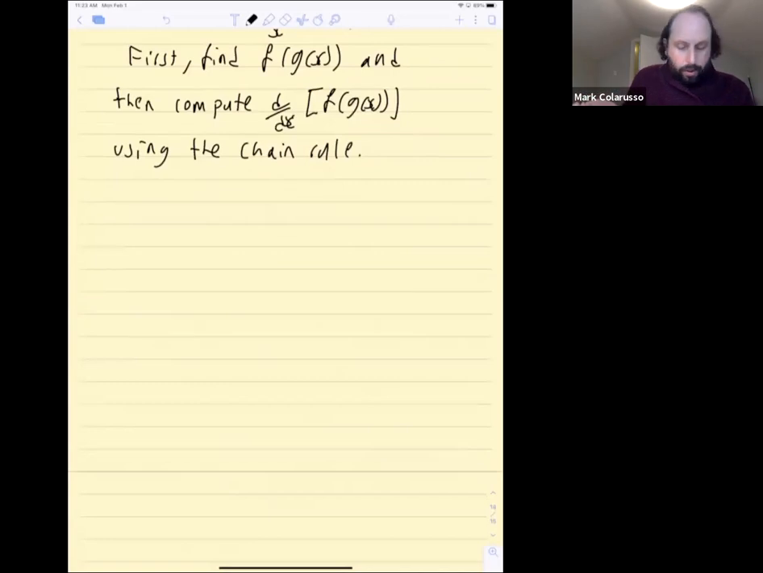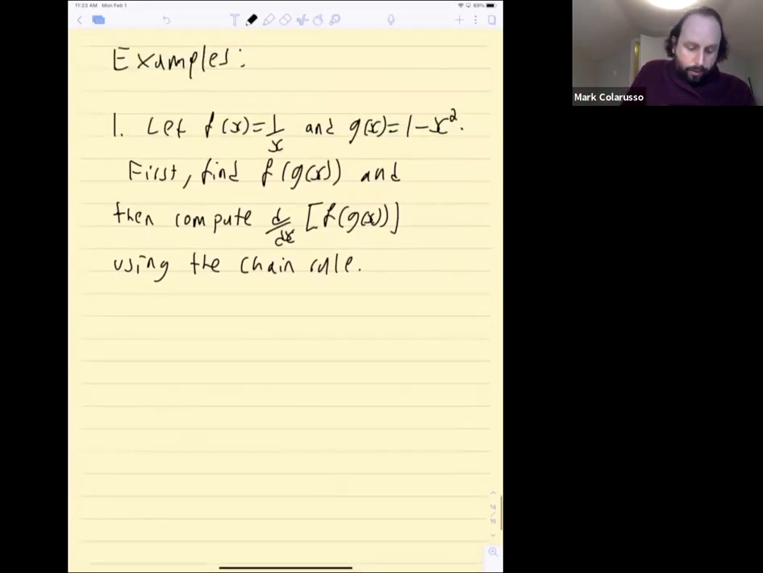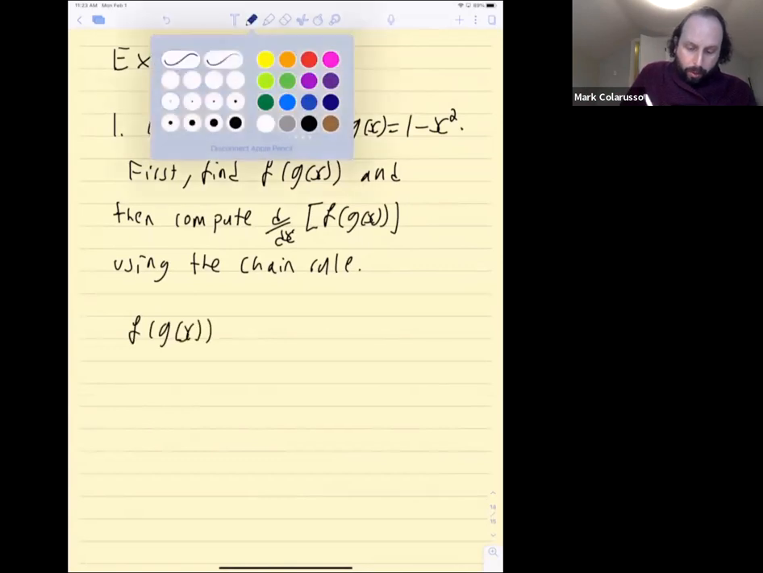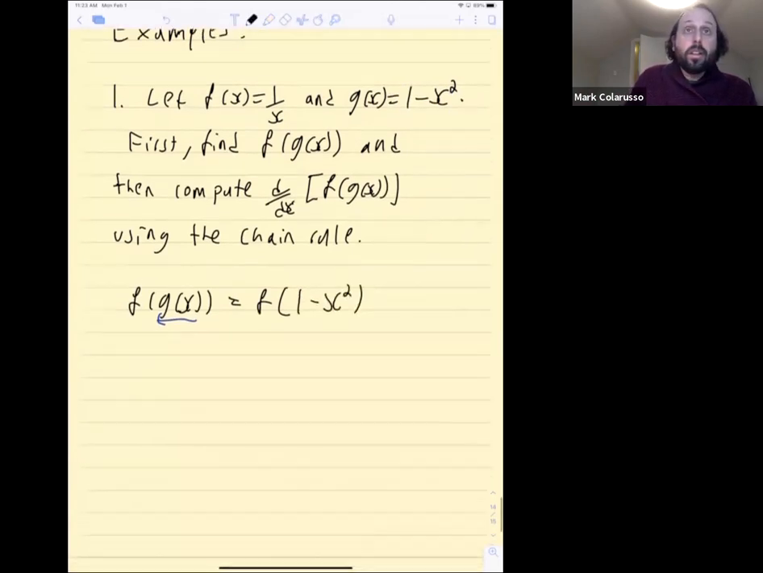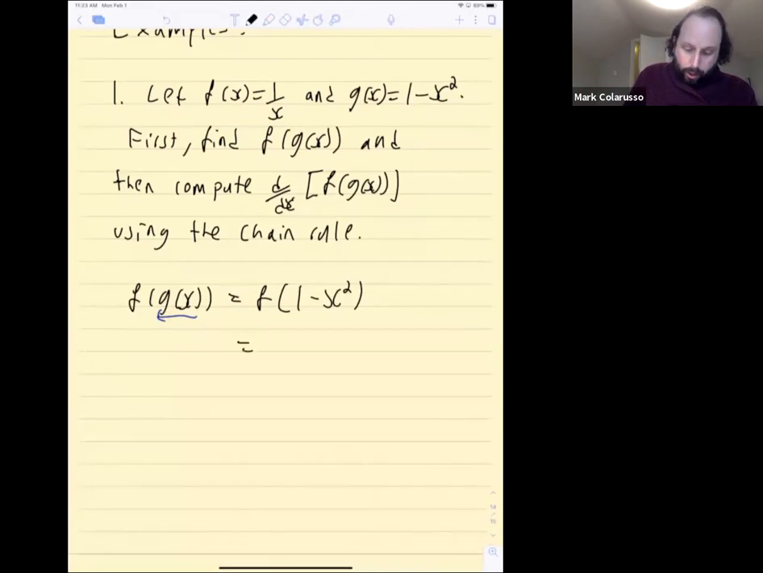Okay, so this is not so bad for us. So, f at g at x. Again, remember, to form the composition, you go right to left: first do g, then do f. So you have f evaluated at the output of g, which is 1 minus x squared. So this is f at 1 minus x squared. And f is just 1 over x, so this is 1 over 1 minus x squared. Right? Very nice.